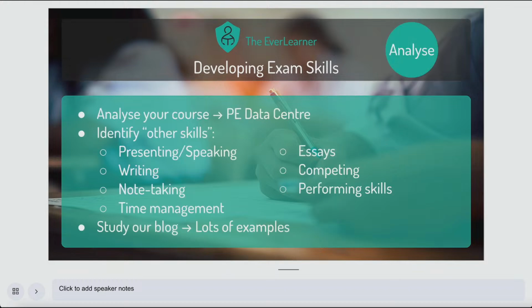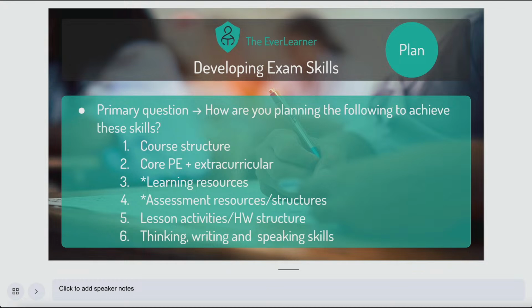So, folks, I've already been talking about analysing, planning and delivering our courses, and I've taken you through how we might go about some analysis work for our individual courses. But very quickly, this is what I believe planning looks like for developing exam skills and, air quotes, those other skills I referenced before.